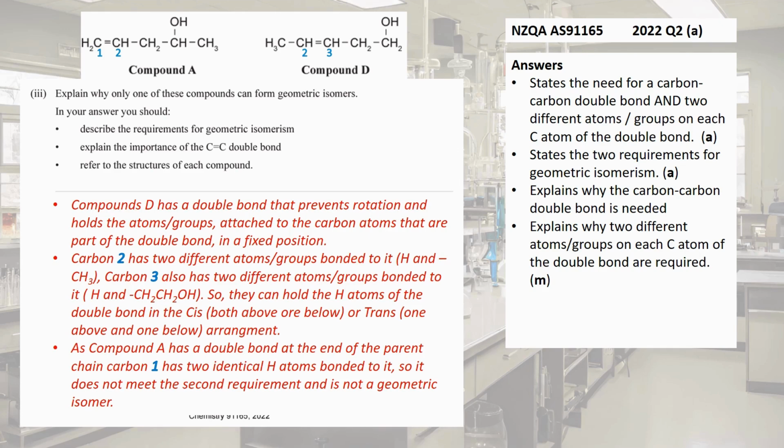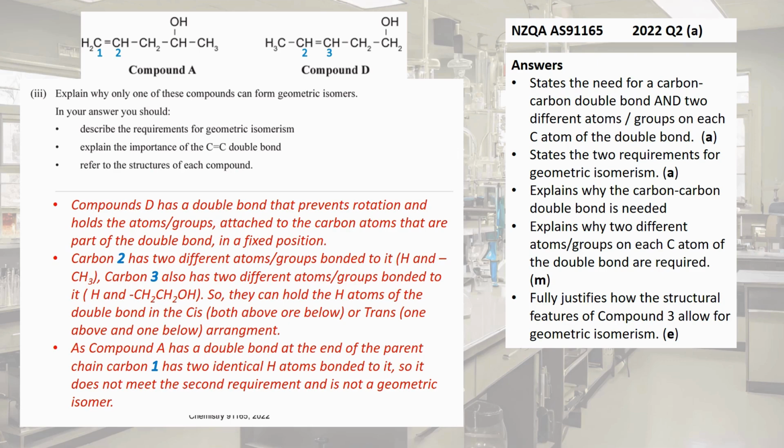Did you explain why two different atoms are needed off the carbon? That's really us unpacking this last sentence of the second bullet point here, saying that, look, when we have two different groups, we can then look at the arrangement of the two similar groups, and they can either be arranged both above or below, cis, or one above and one below the double bond, trans. So we need that really to get up into our merit for this one.